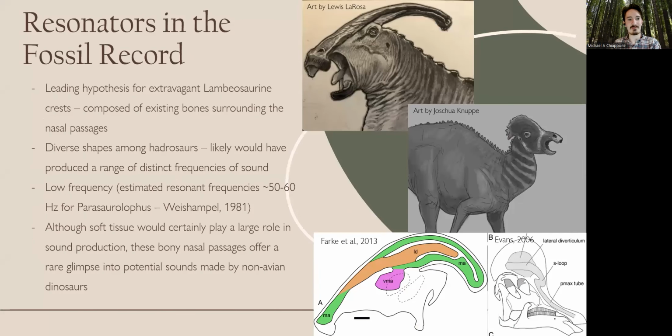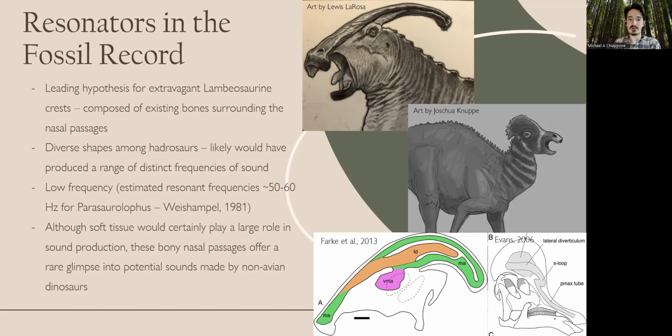However, in terms of the fossil record, there is one really famous group that has been hypothesized to have done this, and that's lambeosaurs. One of the leading hypotheses for the extravagant crests that lambeosaurs have is that these nasal tubes that run all the way through these crests, that they've been CT scanned and looked at the inside of, were used to resonate sound and elongate the vocal tract. And this would lower the frequency substantially of sounds that they were making for already large animals. We're talking about estimated frequencies of 50 to 60 hertz, probably lower.